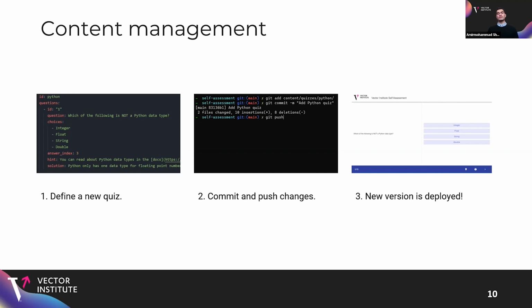So what you have to do is define the quiz in markdown, and then just commit and push your changes into the GitHub repository that we have. And everything else is automatic. A new version of the website is automatically built and deployed into the servers.